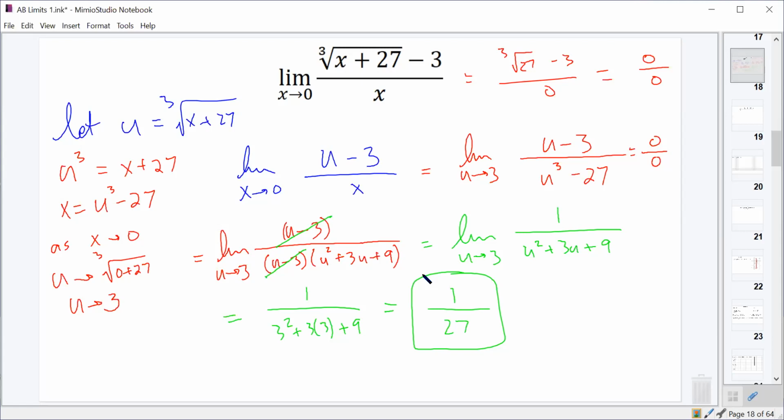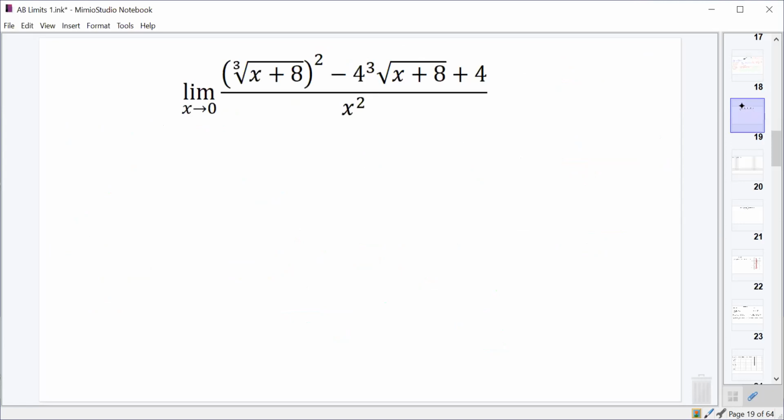All right. Let's do another one. We've got the limit of the cube root of x plus 8 squared, minus 4 times the cube root of x plus 8, plus 4, over x squared. What should we do first? Plug it in.